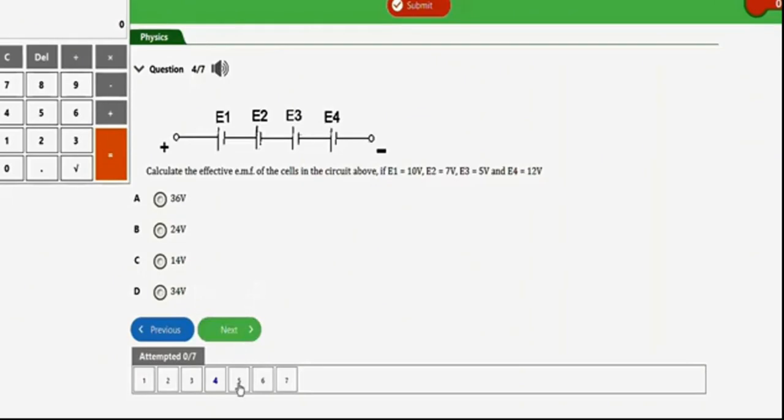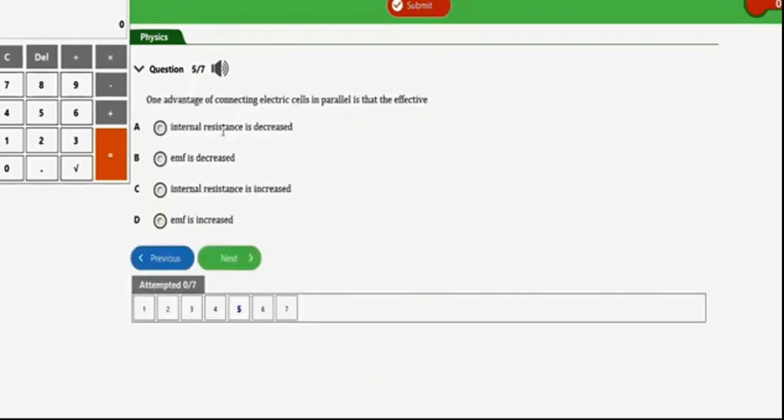Next question says one advantage of connecting electric cells in parallel is that the effective internal resistance is decreased, EMF is decreased, internal resistance is increased, EMF is increased. So the correct option is option A, which is internal resistance is decreased.